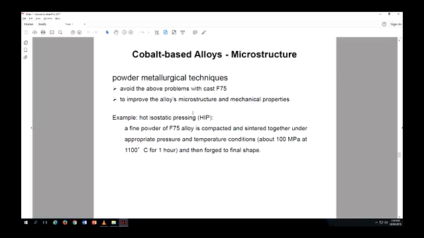One of them is powder metallurgical techniques. This is going to give you a much more uniform structure. One example is hot isostatic pressing. A finer powder of the same alloy is actually compacted and sintered together. They compact it all together and then increase the temperature, but they don't melt it.